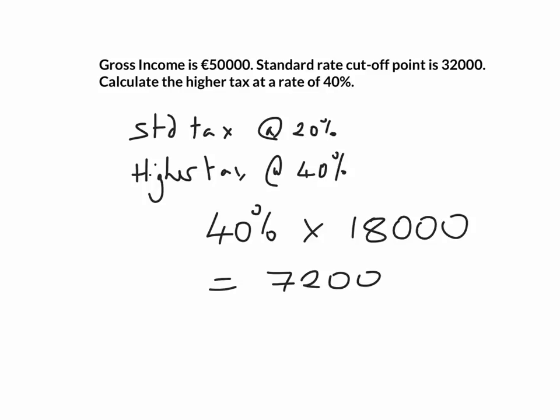So in order to work out the higher tax, it's important to realize it's not 40% of the whole amount, the 50,000. It's only 40% of the remainder after you've paid your standard rate tax. You paid your standard rate tax on this 32,000, so you can think of that as taken care of. All you need to do now is pay the higher tax on the remainder between 32,000 and 50,000, which is 18,000. 40% of that would give you 7,200.